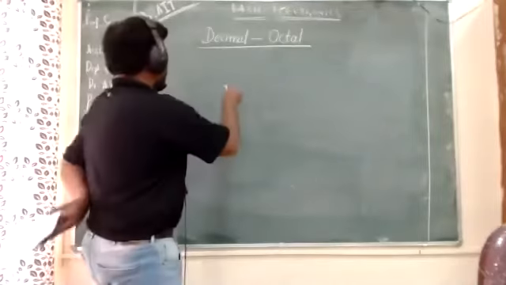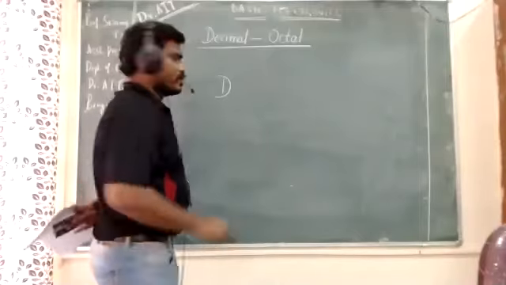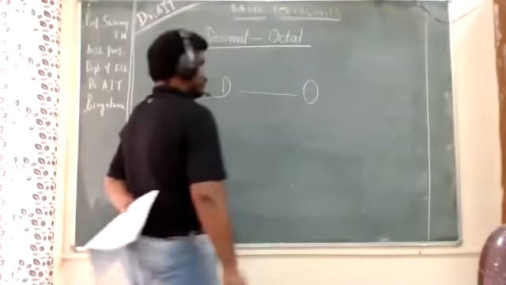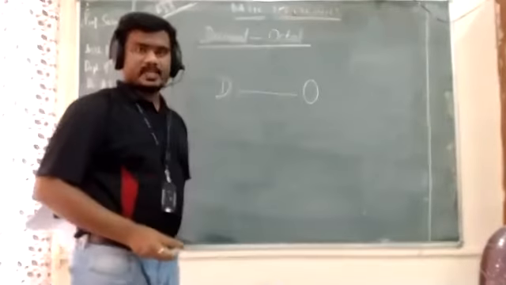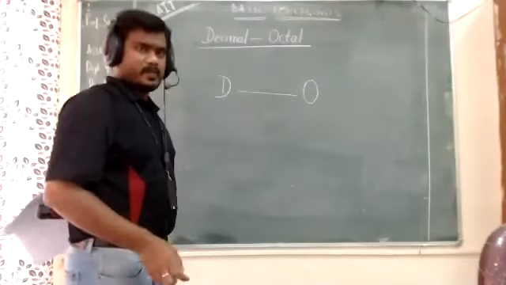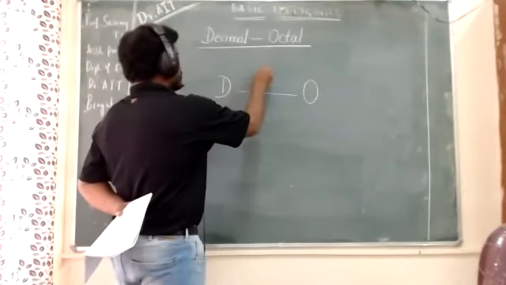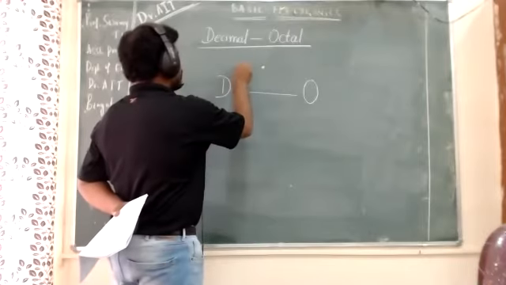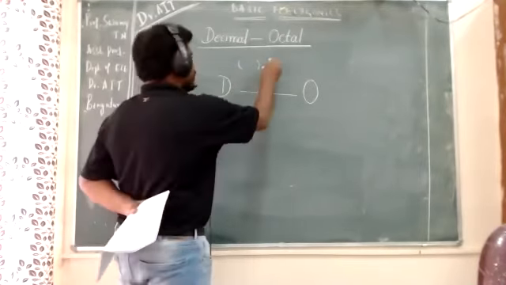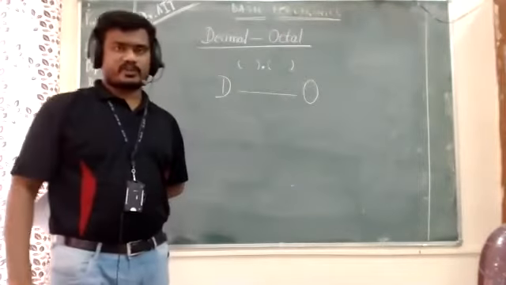Now what is the procedure? So I have taken this decimal number. Let us assume that this is a decimal number, and we want to convert it into an octal number, which is a base 8 number system. This decimal number is a base 10 number system. So what is the procedure if there is a number before the decimal point, and if there is a number after the decimal point? What is the procedure to perform the conversion?